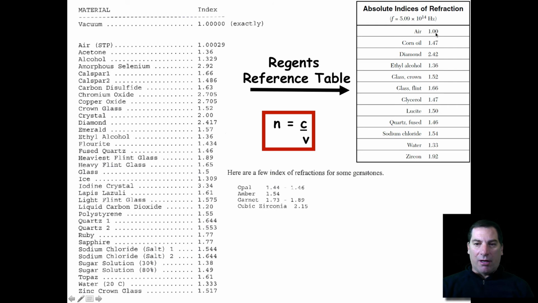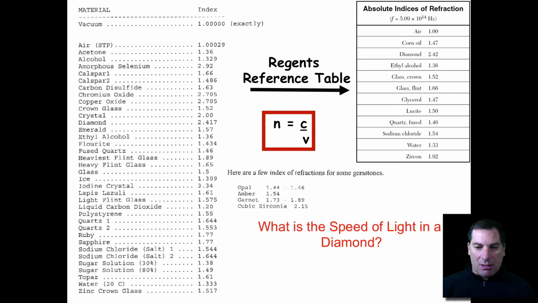There's nothing lower than air. You can't have an index of refraction lower than 1, because you can see the equation supports that. So what would be the speed of light in diamond? I'll just do a quick one here for you. Tomorrow I'll do all the samples.